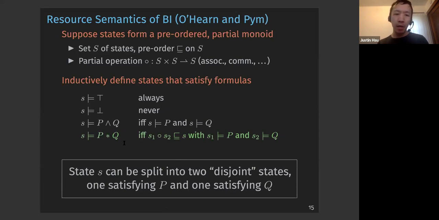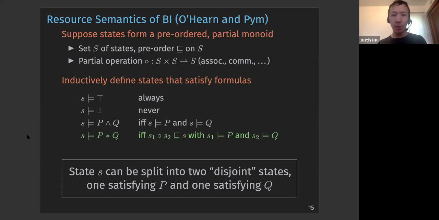So this last highlighted definition says that P star Q holds in S if I can find S1 and S2 such that when I combine S1 and S2, the combination is defined and less than S, or contained in S, and P holds on S1 and Q holds on S2. This reading looks like you're combining two things, but I like to think about it as saying that the state S can be split into two disjoint, or compatible, states, where the first state satisfies P and the second state satisfies Q. Okay.